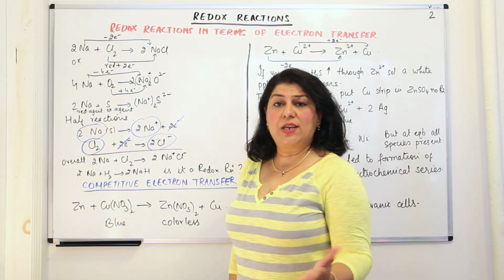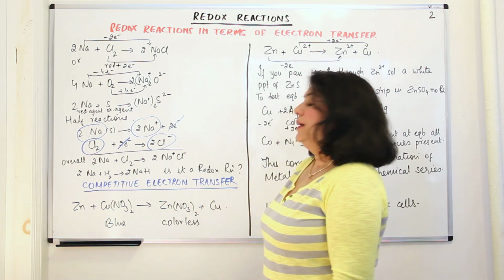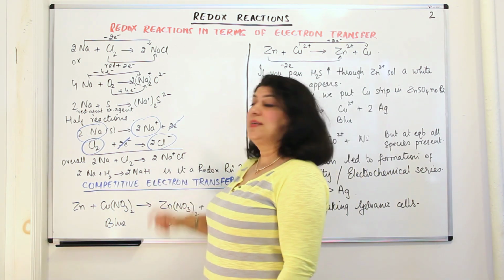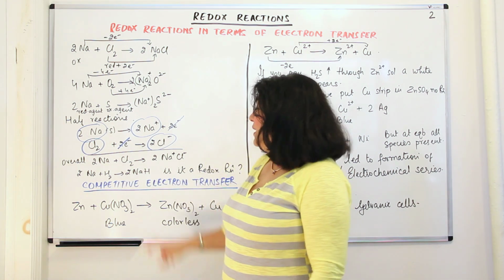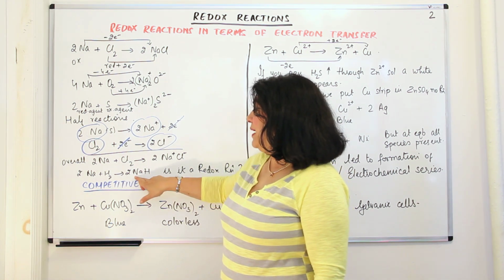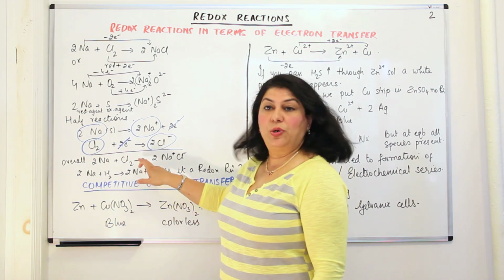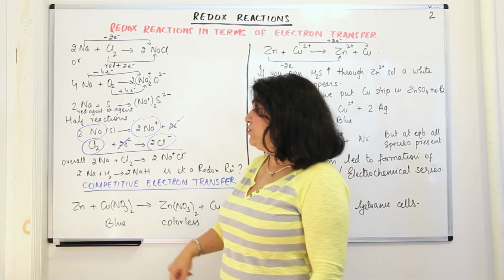Is it a redox reaction? If yes, then justify. Yes, it is a redox reaction. Why? Because sodium hydride is an ionic compound. It means in this sodium hydride, Na is positive and H is negative. Na has one positive charge and H has one negative charge.